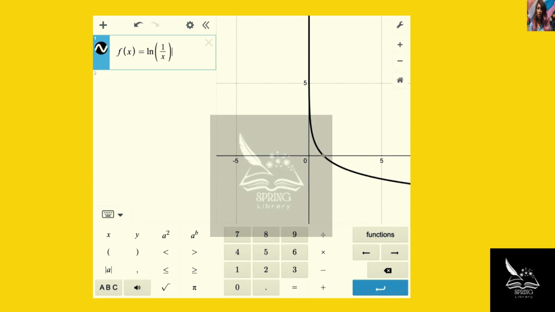So when we have this, this is the same thing as the natural log of x to the negative 1. With that in mind, we know that this is the same thing as negative 1 times the natural log of x, or just the negative natural log of x. That's just using properties of logs that we already know from before. But now we can differentiate this, and it's much simpler.